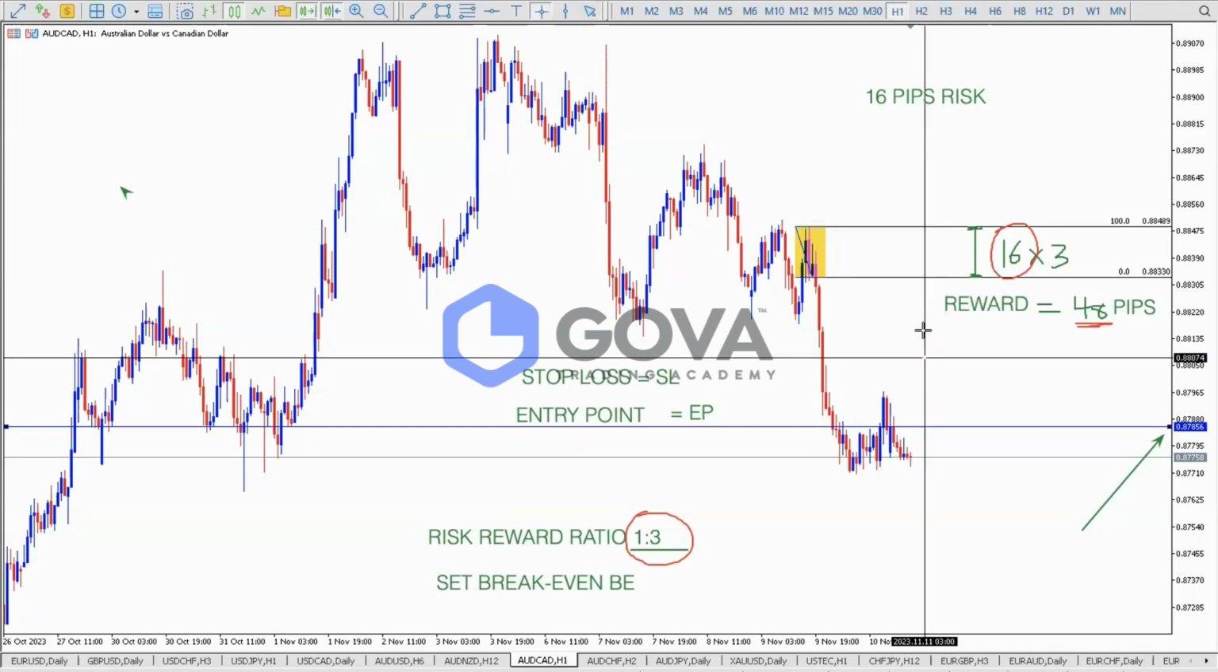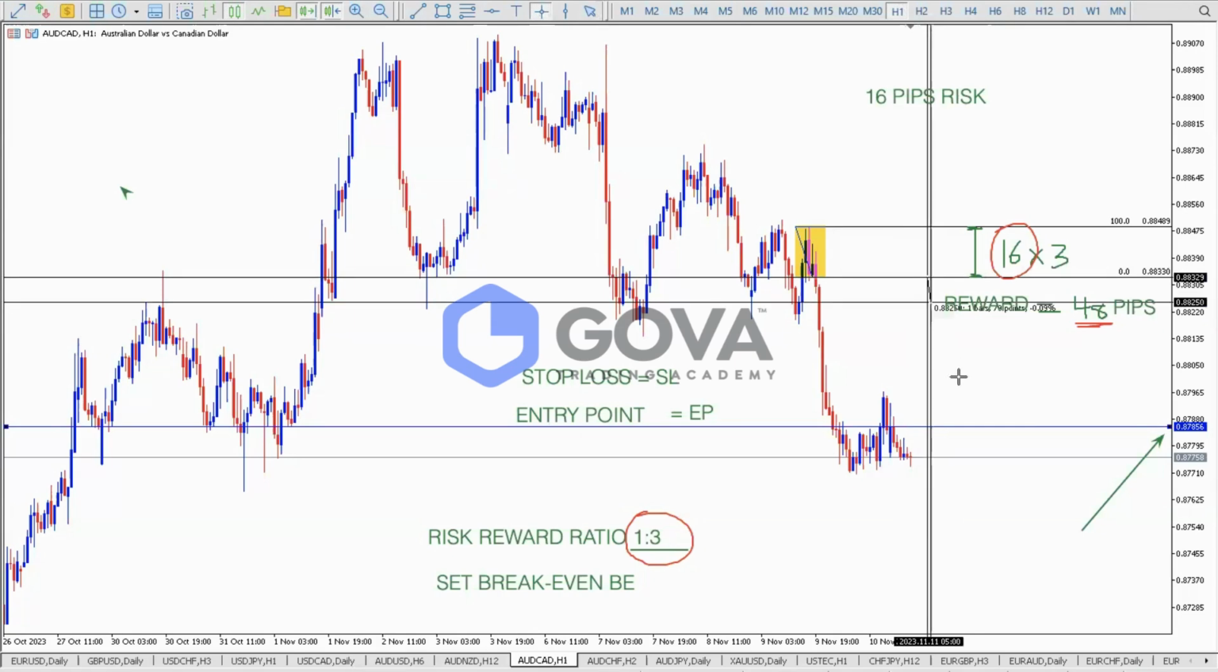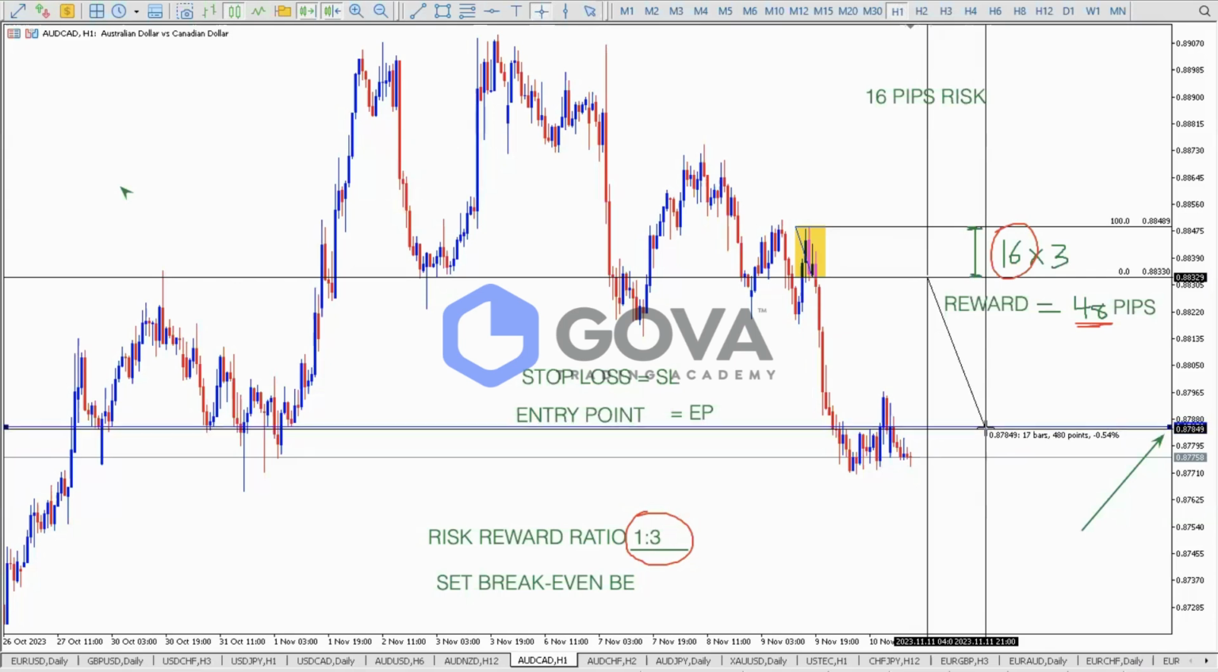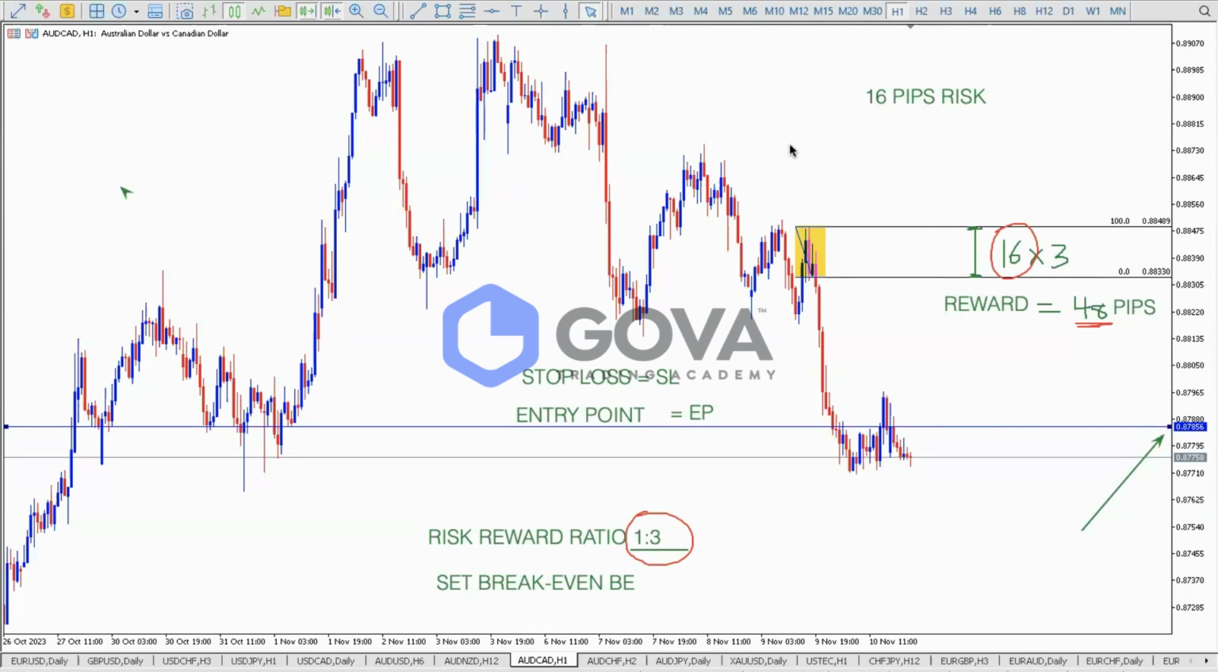Again, let me see what the take profit is again. Now, whenever you calculate the take profit, always make sure you write it down. You write the figure down somewhere. Now, the price for the 48 pips is 0.87849. That is the price for our 48 pips.